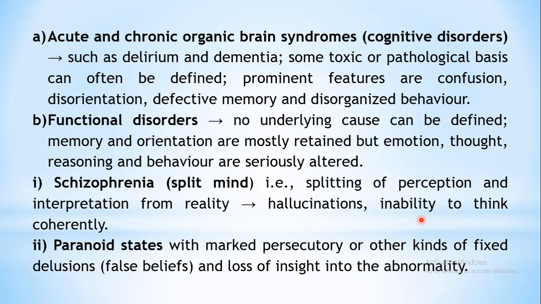Now coming to the types of psychosis. There are two types of psychosis. First one is the acute and chronic organic brain syndrome or cognitive disorders. These are collectively known as, for example, delirium and dementia. Dementia we have seen in the earlier lectures when we considered the cognition enhancers. So such drugs are used for dementia. So here in these conditions there is some kind of pathological basis. You know what is the pathological cause behind this.